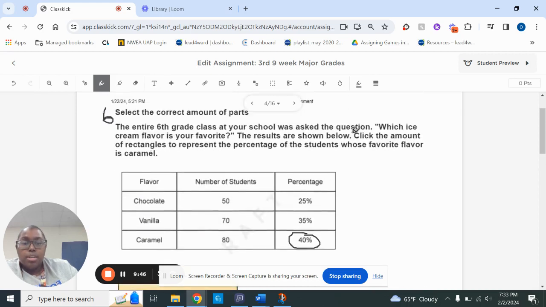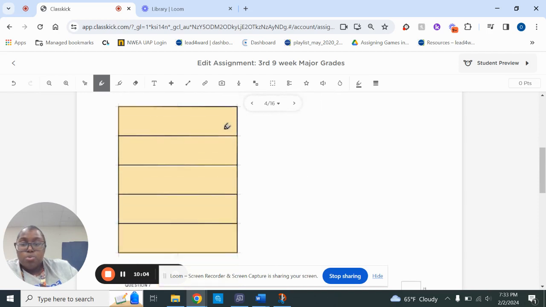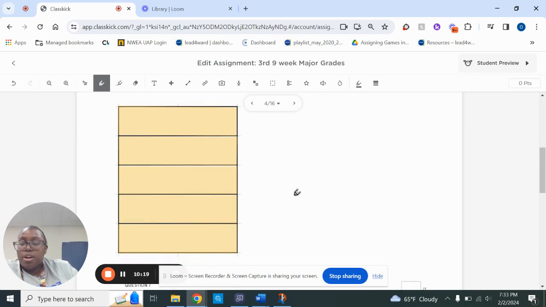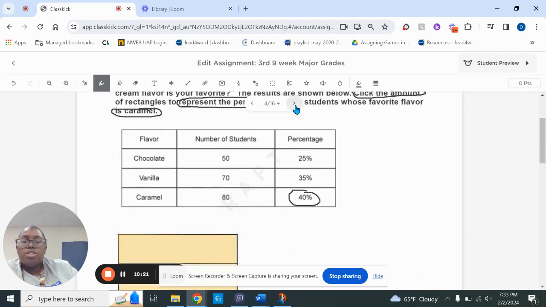We need to click the amount that represents the percentage of caramel. So we have 5 rectangles. We have to click a certain amount that would represent 40%. So I leave that to you to figure out a way to do it. Moving on to the next question.